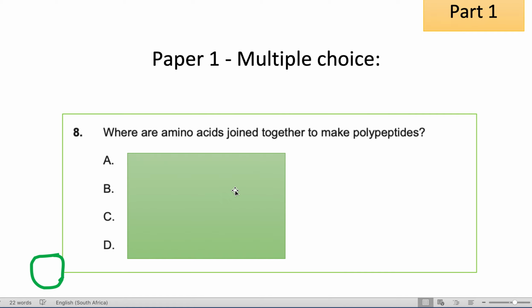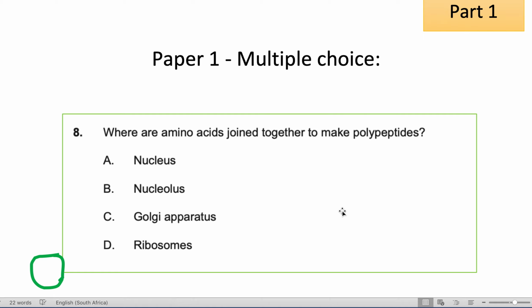So, where are amino acids joined together to make polypeptides? What I recommend is that you first write the answer you would think without looking at the options. That way you won't get confused when maybe the options aren't what you thought. So give it a go by yourself first, then I'll give you the answer.